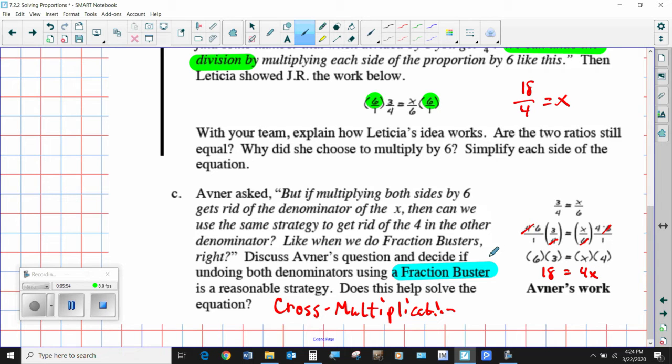So when we do cross multiplication, we're essentially doing just that. We're doing fraction busters. And what ends up happening is you end up with the 3 times the 6 and the 4 times the x as your two products, and then you solve from there.